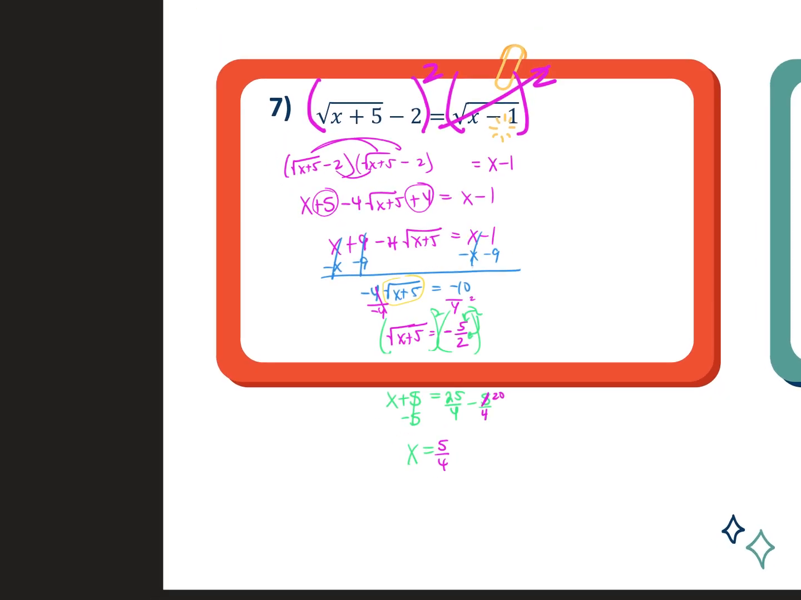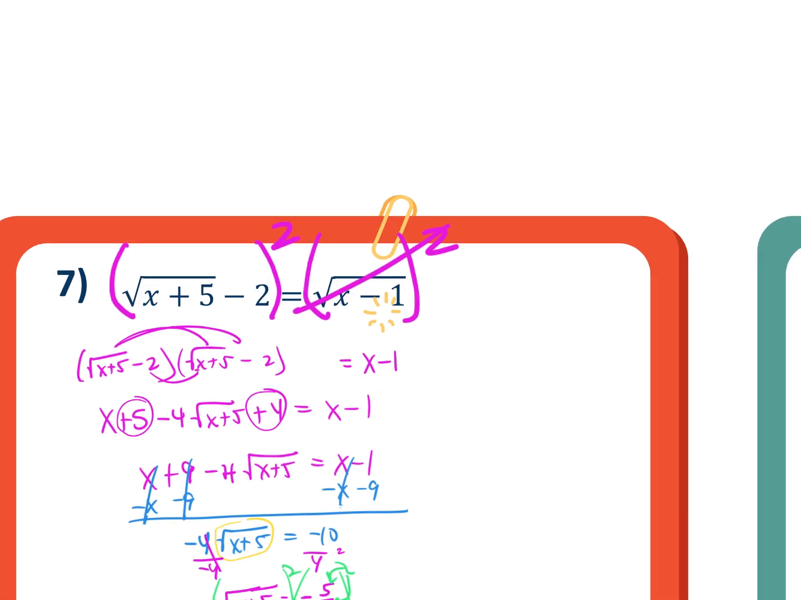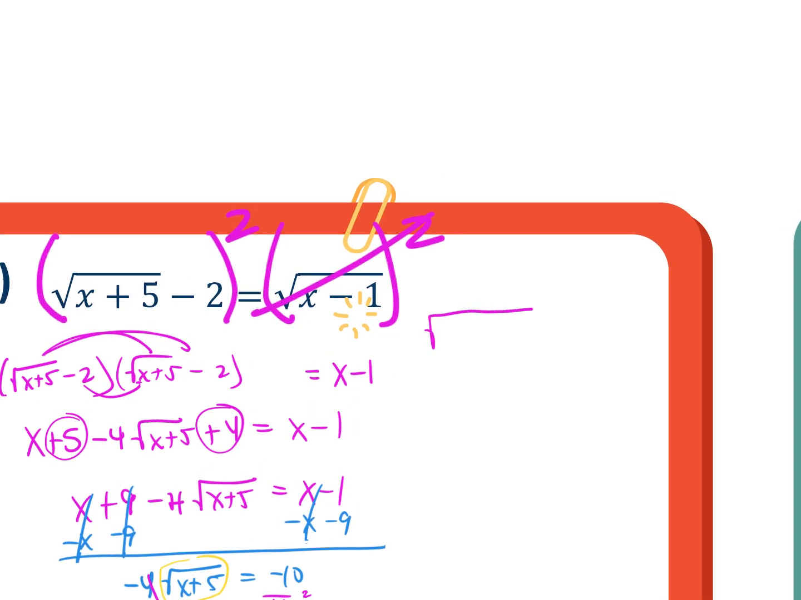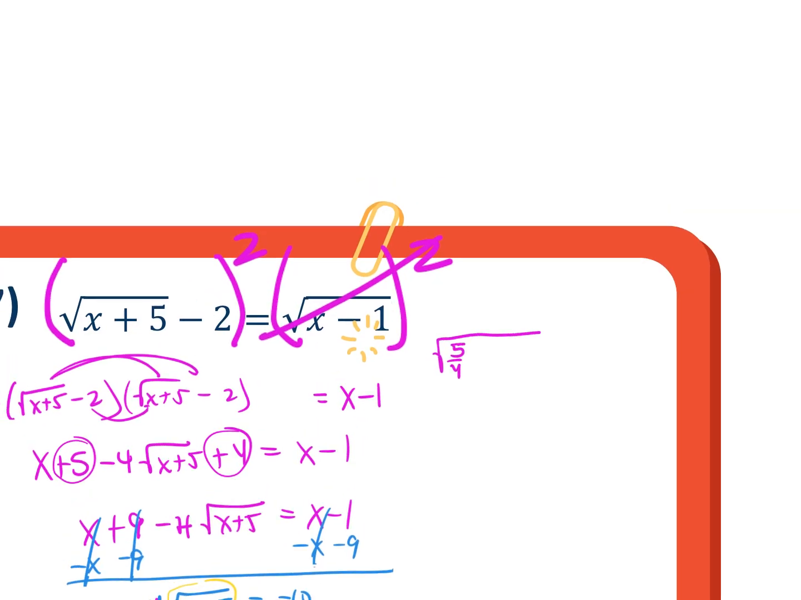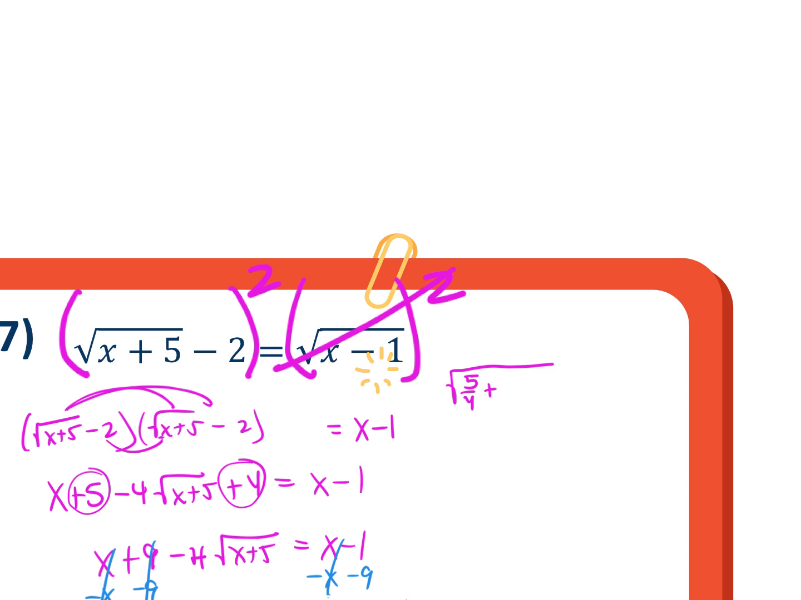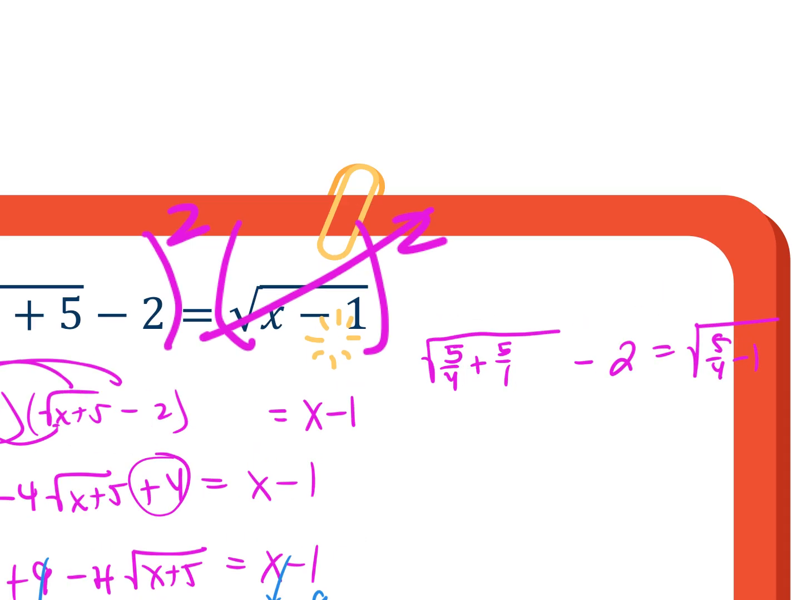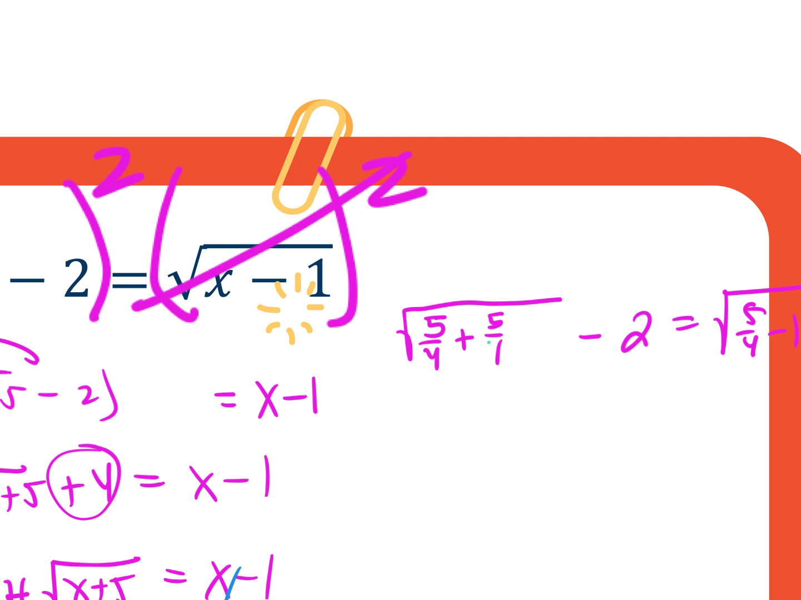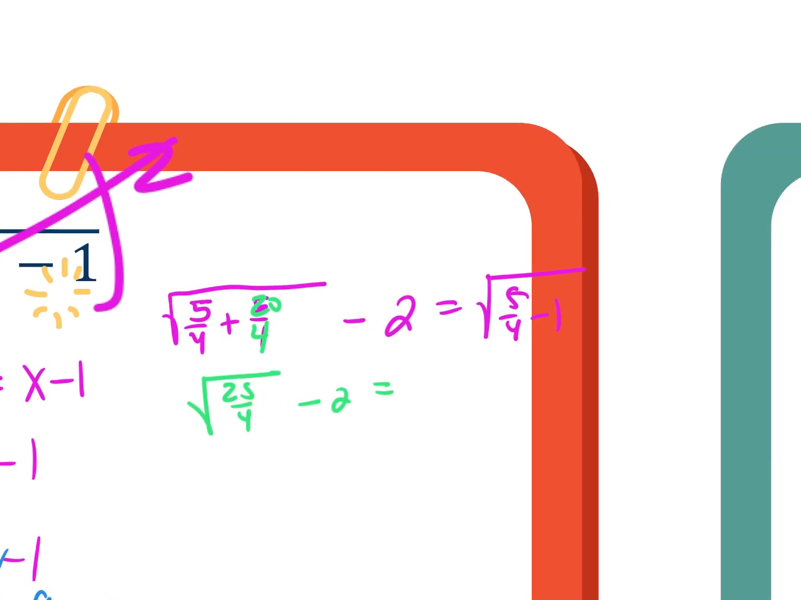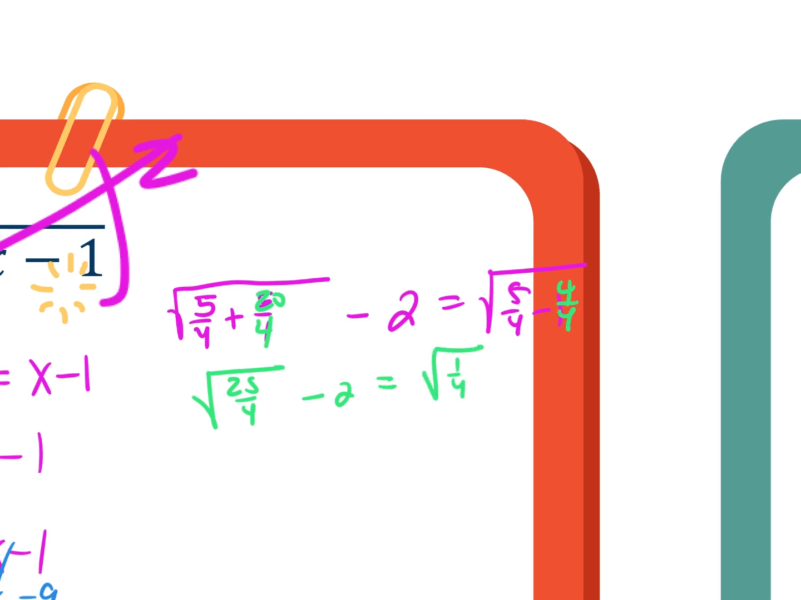And then what do I need to do? I need to go back up and check just to make sure it works. So I have the square root of 5 over 4 plus 5 over 1 minus 2. Does that equal the square root of 5 over 4 minus 1? Let's get a common denominator here. Change this to 4s, multiply the top by 4. This is going to give me 25 over 4 minus 2. And then I'm going to change this to 4 over 4, so this gives me the square root of 1/4.